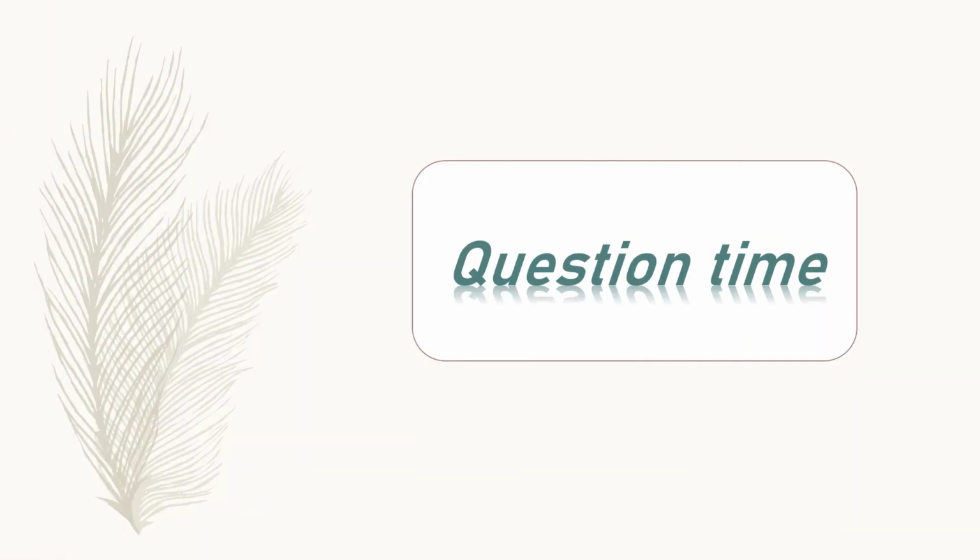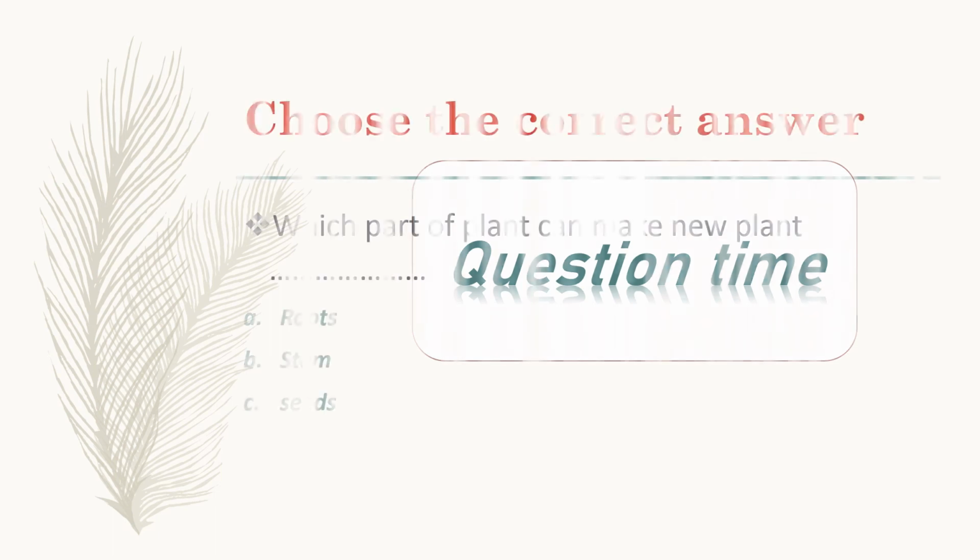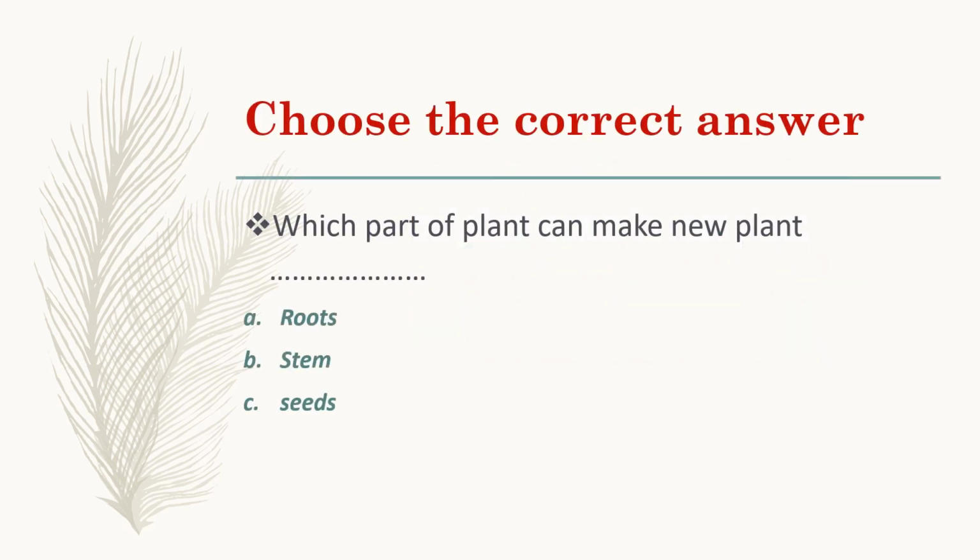Question time. Now choose the correct answer. Which part of a plant can make a new plant? Roots, stem, seeds. Please choose the correct answer and put it in the comments. Don't forget.